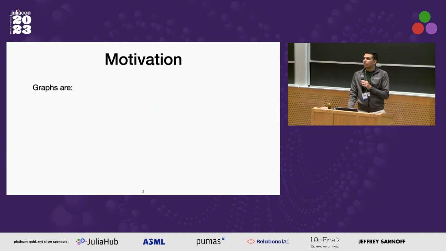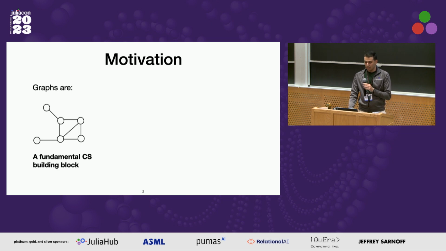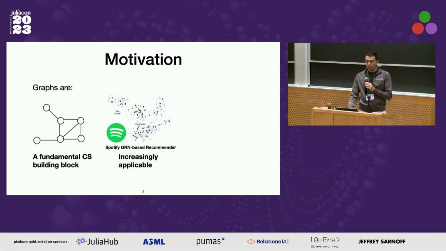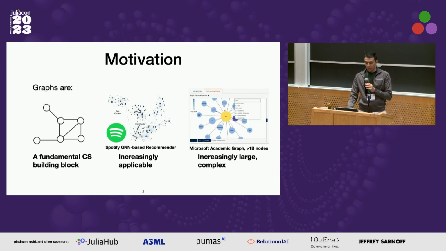So I think to this audience, I don't need to sell graphs. Graphs are this fundamental building block of the work we do, right? They are seeing increased adoption, they're increasingly applicable. If you've had a Spotify recommendation, that recommendation is almost certainly powered by some graph-based recommender system. And they're increasingly large, increasingly complex. So if you have something like a Microsoft academic graph, that's got on the scale of 1 billion nodes.